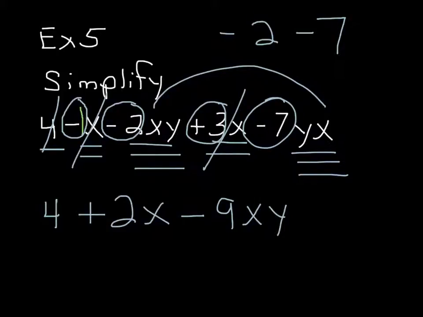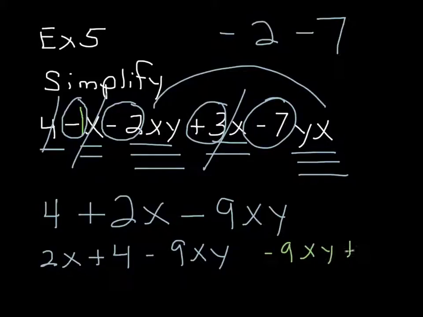Now what's another way I could have written this if I didn't combine them by 1 line, 2 line, and so on? There's a lot of different ways I could have written this. I could have had 2x plus 4, because that 4 is positive, right? Minus 9xy. I could have had the 9xy first. Let me put it in a different color. I could have a negative 9xy plus 4 plus 2x. Okay, various ways I could have written this final simplified answer.